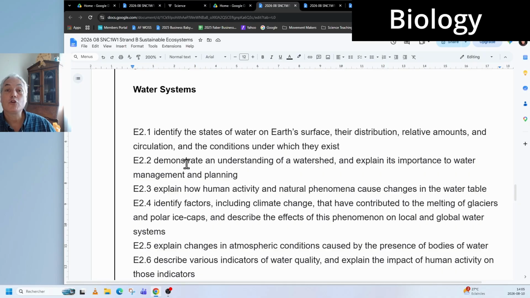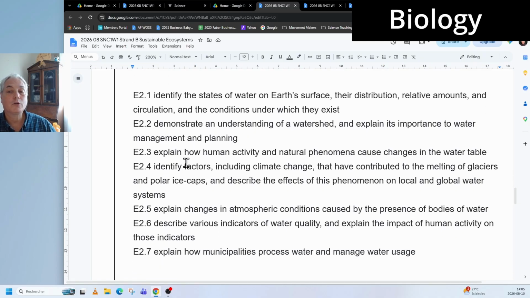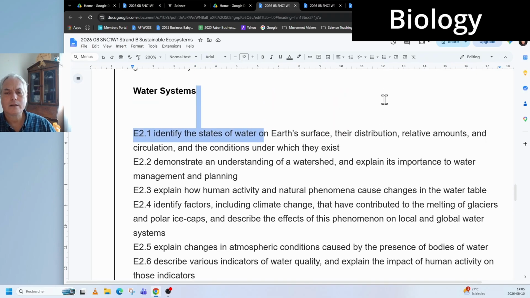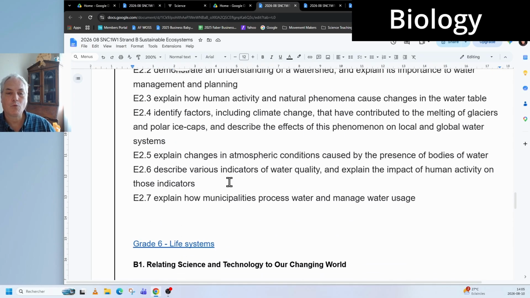They also do in grade 8, they talk about the water system. So this one is all about the water cycle, as well as the importance of it, where it exists, and importantly, the circulation of water. They also talk about atmospheric conditions, which relate to meteorology, and also phenomenon on local and global systems.